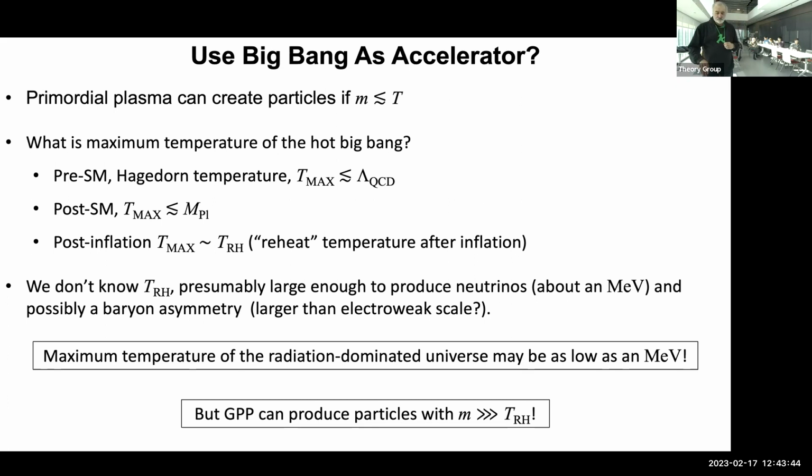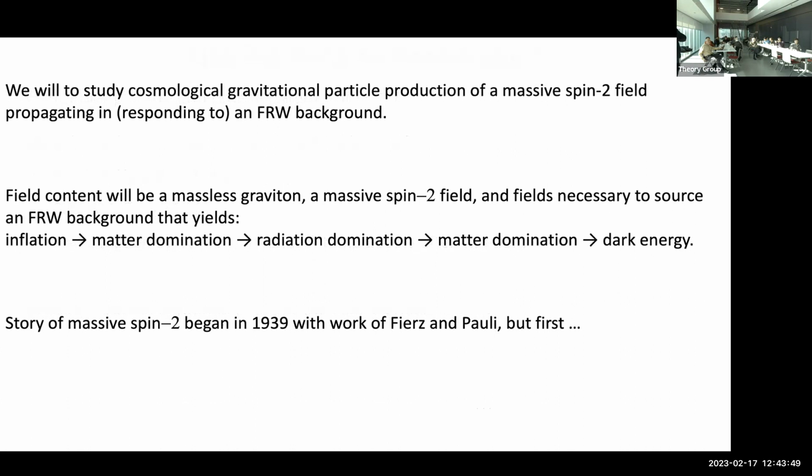All right, so we will study cosmological gravitational particle production of a massive spin 2 field propagating in, or responding to, an FRW background. The field content will be a massless graviton, a massive spin 2 field, and fields necessary to source an FRW background that leads to this strange universe where you start with inflation, go to a matter-dominated phase, a radiation-dominated phase, then a matter-dominated phase, then essentially inflation again.